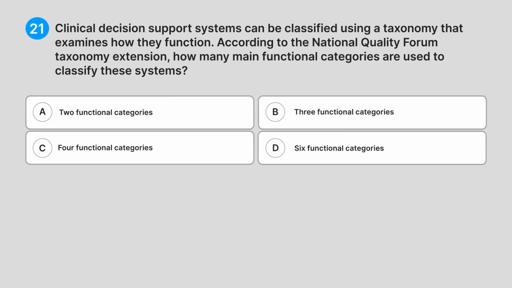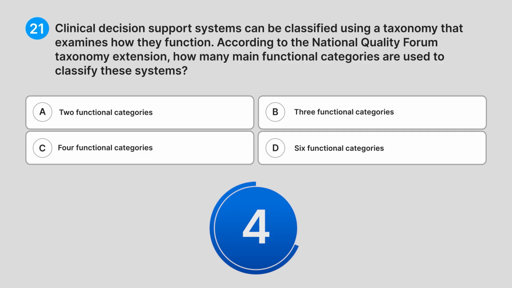21. Clinical decision support systems can be classified using a taxonomy that examines how they function. According to the National Quality Forum Taxonomy Extension, how many main functional categories are used to classify these systems? A. 2 functional categories. B. 3 functional categories. C. 4 functional categories. D. 6 functional categories. Can you guess the answer?